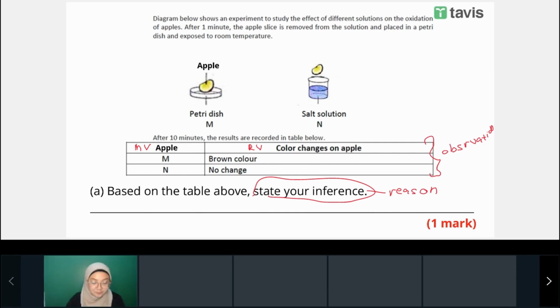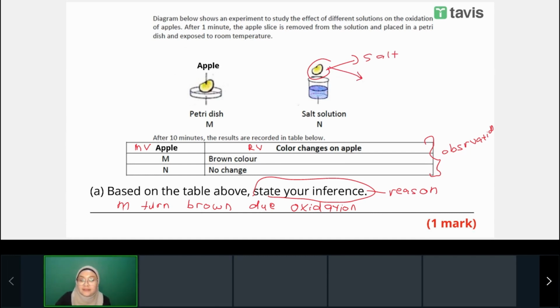Apple M turned brown due to the oxidation process. How do you prevent the oxidation process of fruits, like this apple? You can put it in a salt solution. What else? You can put it in a sugar solution, and you can also put it in a lime juice solution. That is how to prevent the oxidation of sliced fruit.